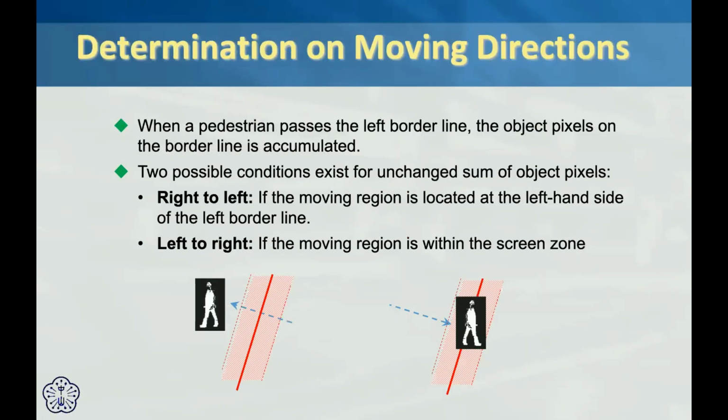So how do we determine the moving direction? Here I would like to give you an example. When the pedestrian passes the left borderline, the object pixel count on the borderline is accumulated. After the pedestrian has fully passed the left borderline, the sum will be unchanged. So there are two possible conditions. If the moving region is finally located on the left-hand side of the left borderline, the direction should be from right to left. However, if the moving region is finally within the screen zone, then the moving direction should be from left to right.